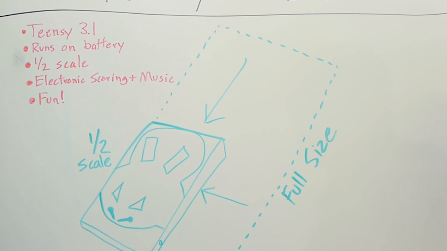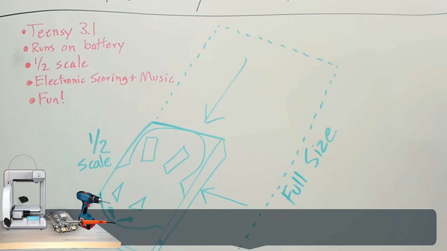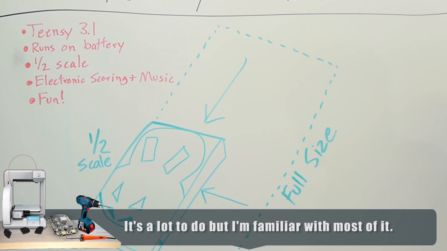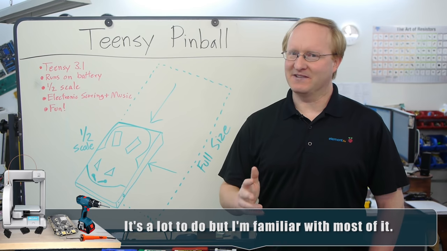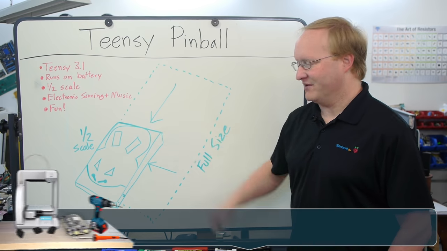So we're gonna make everything about 1/2 scale. It'll have electronic scoring and music, so we'll put like an old school LED score on the back of it. And it'll have like 16 switches, 16 coils maximum. It'll be pretty simple, but it should be fun. And the idea is that it'll be portable, so it'll run off batteries.